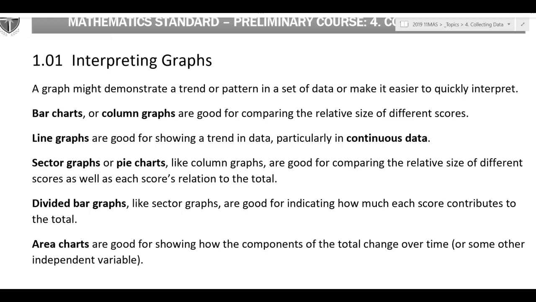And divided bar graphs are very much the same. They're essentially a sector graph, but a rectangle. They can be slightly easier to construct because you don't need a protractor. And slightly easier to read off, probably, if you don't have a protractor.